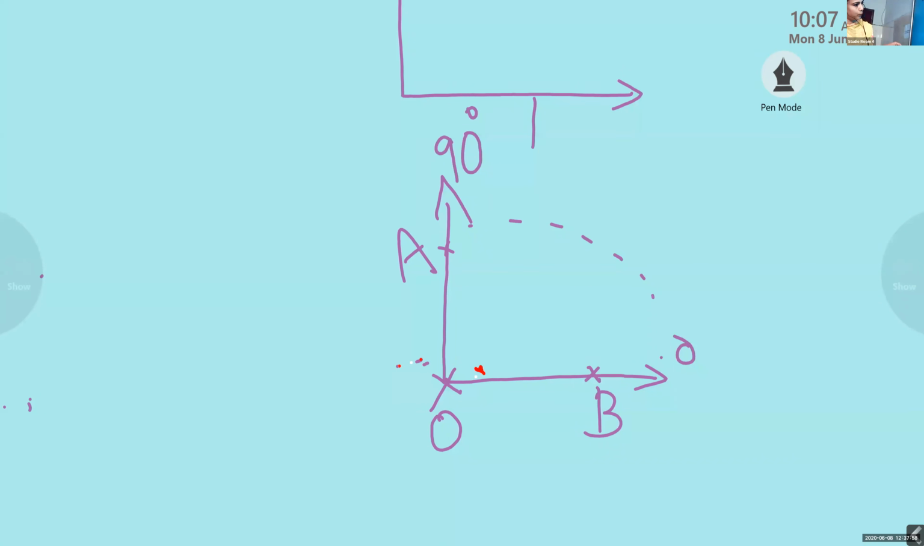Hello? I don't have a protractor. It's in my father's home. Okay, no problem. You can now see how to use the protractor.